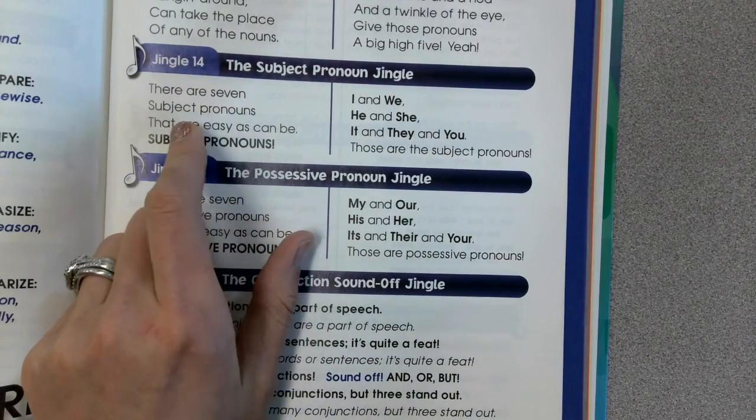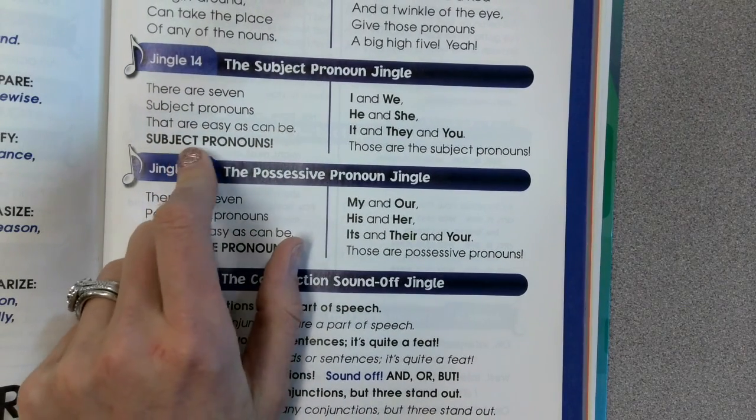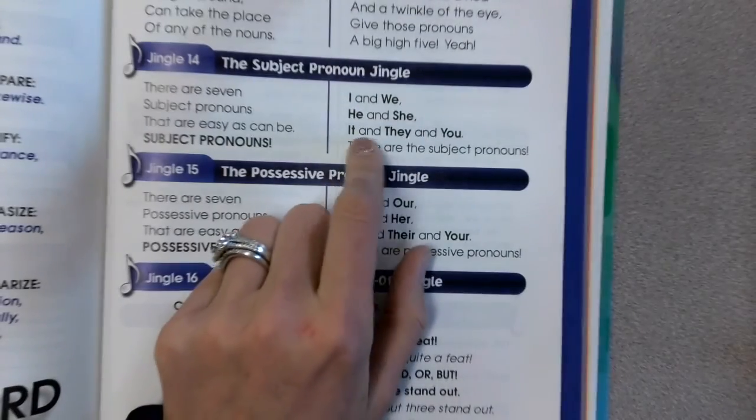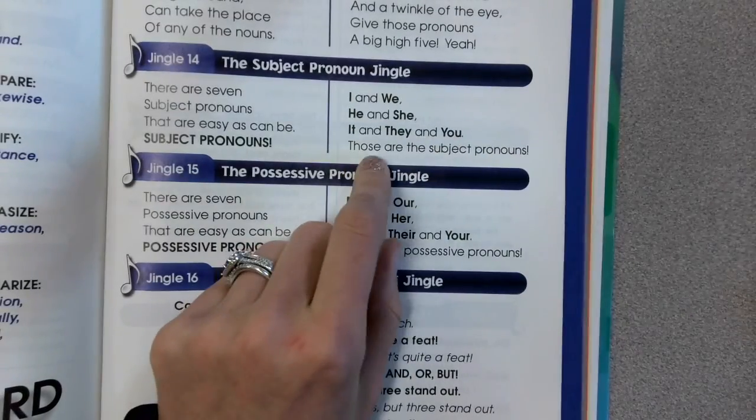Jingle 14, the subject pronoun jingle. There are 7 subject pronouns that are easy as can be. Subject pronouns. I and we, he and she, it and they and you. Those are the subject pronouns.